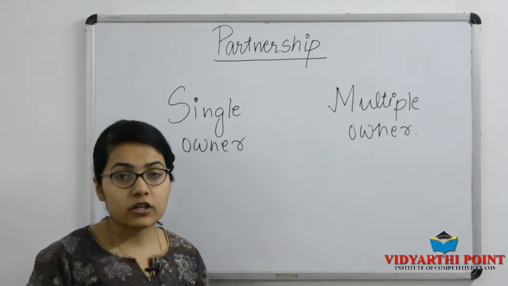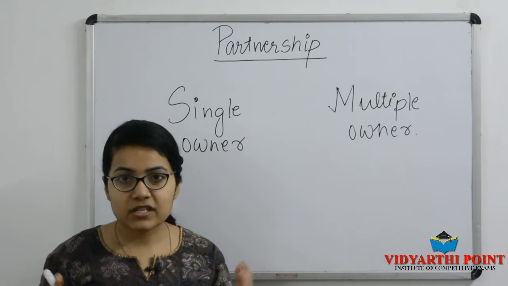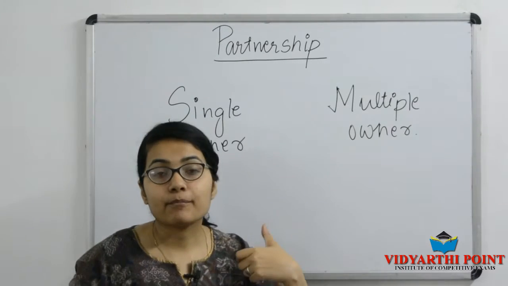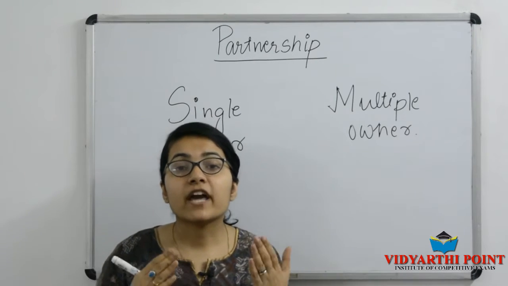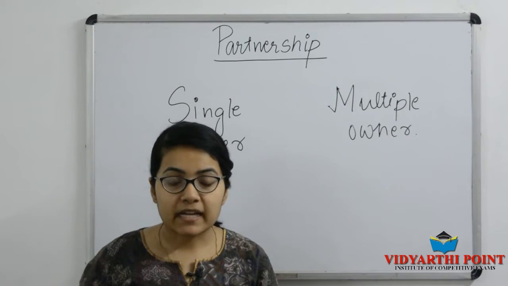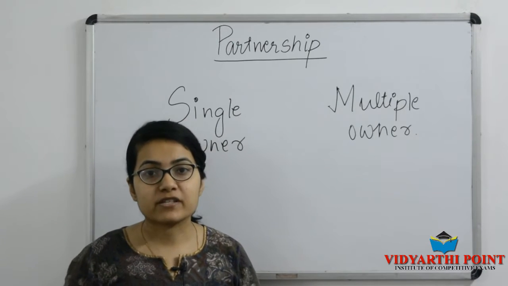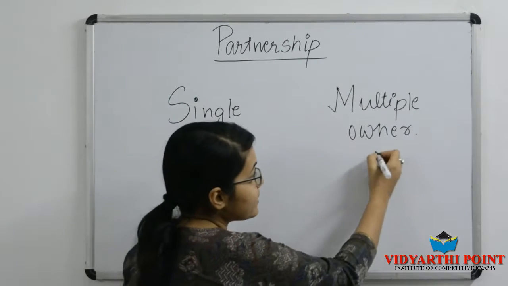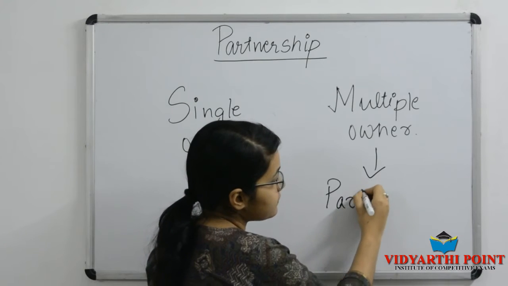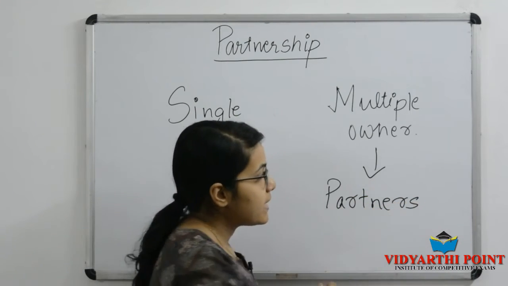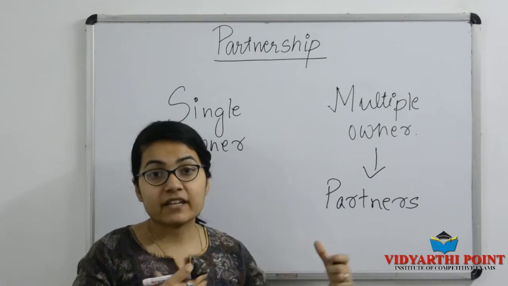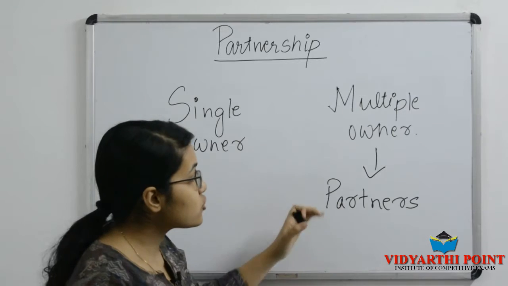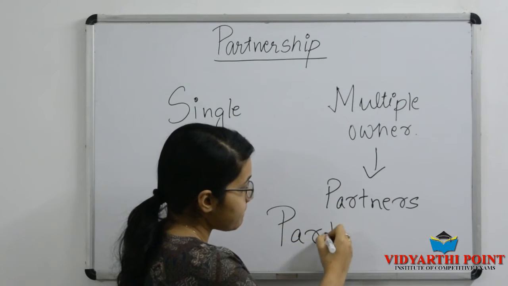In case of single owner, only one person invests in a business and he alone runs it. Whereas in case of multiple owner business, there are two or more persons that invest money and time and run a business. The persons who run the business are known as partners. When these partners invest money in order to gain profit, this deal is known as partnership.